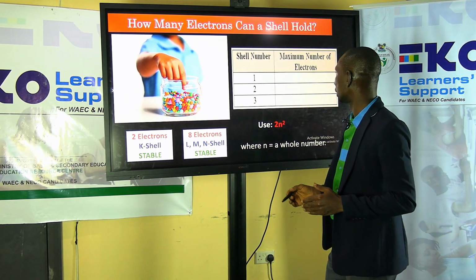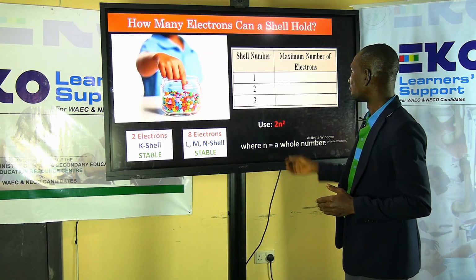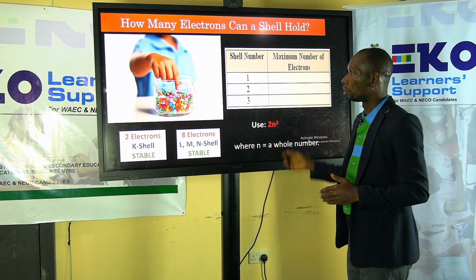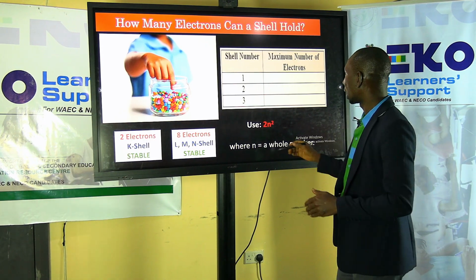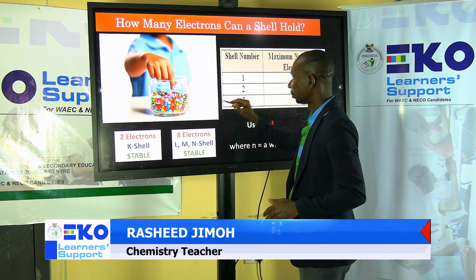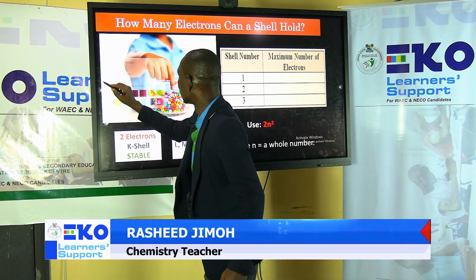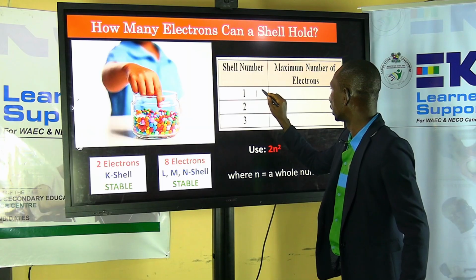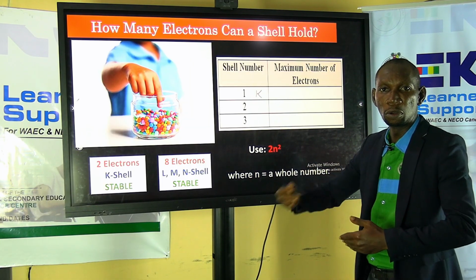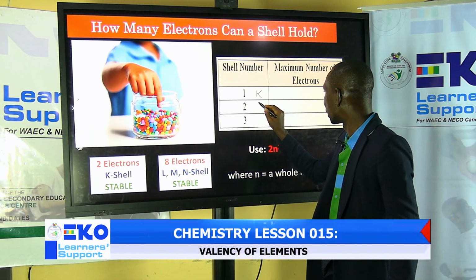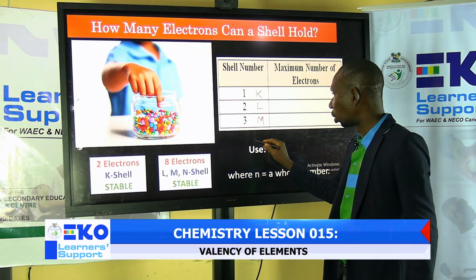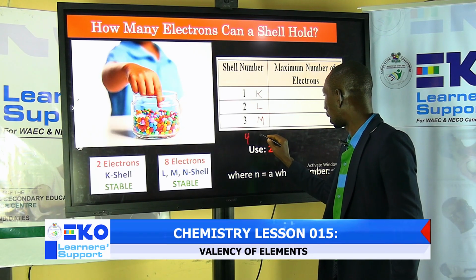So we are going to look at those numbers together now. We have this table here: shell number 1, 2, 3, maximum number of electrons. The shell with shell number 1 is designated with the letter K. That is the K shell, the first shell. And then we follow alphabetically like that. The second shell will be what? L. The third will be what? M. The fourth will be what? N. And it goes on like that.